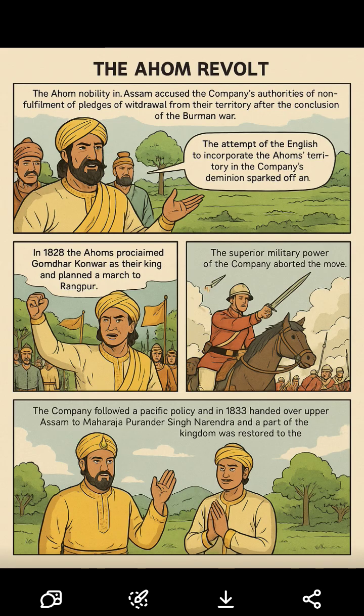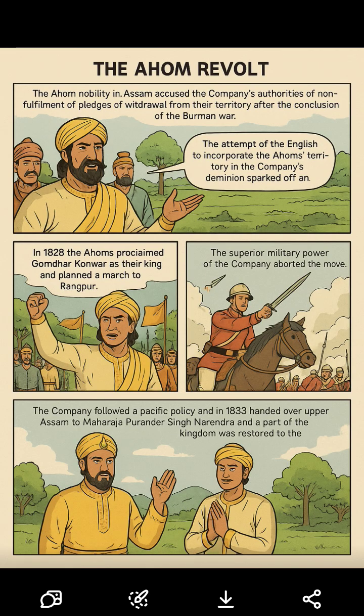Key people. Name, role. Gomdhar Konwar, Ahom prince made king during the 1828 revolt. Purandar Singh Narendra, local ruler, given part of Assam in 1833. Ahom nobility, royal family members, ministers, officers who led the revolt. British East India Company, British traders turned rulers who took over Assam.